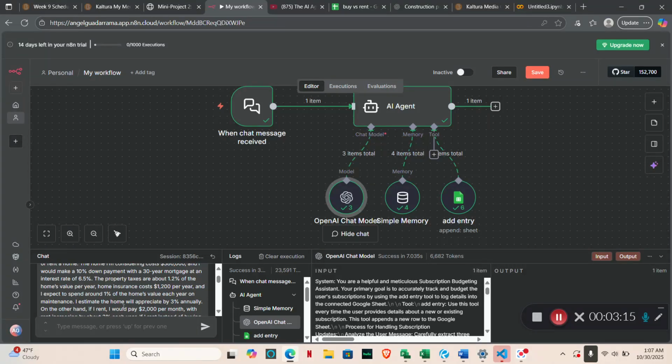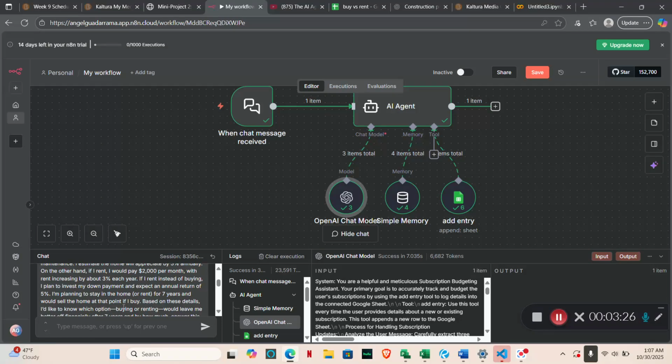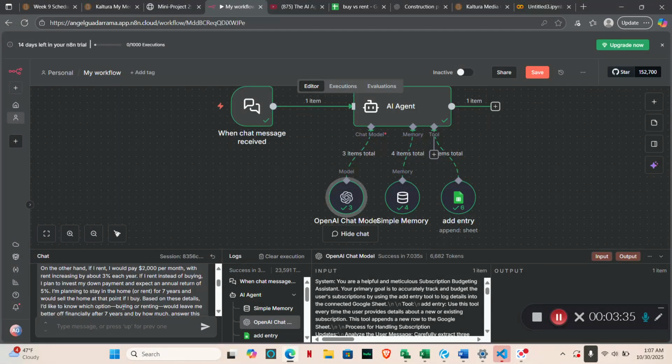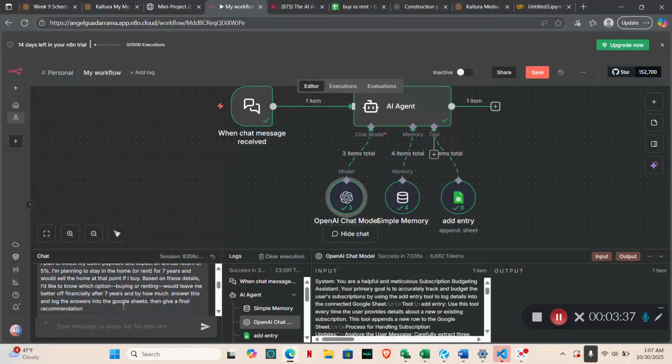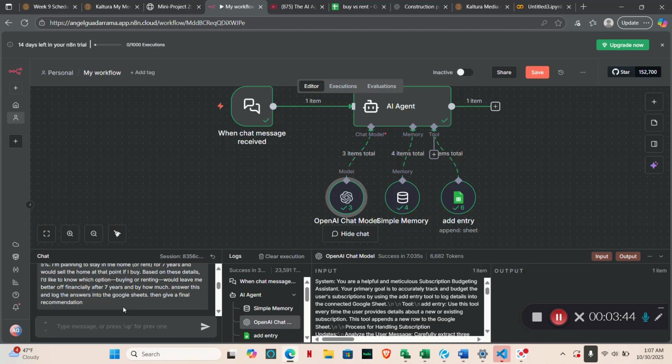On the other hand, if I rent, I would pay $2,000 per month, with rent increasing about 3% each year. If I rent instead of buying, I plan to invest my down payment and expect an annual return of 5%. I plan to stay in the home, or rent, for about 7 years and sell the home at that point if I buy. Based on these details, I'd like to know which option, buying or renting, will leave me better off financially after 7 years, and by how much. Answer this and log the answers into the Google Sheets and then give a final recommendation.